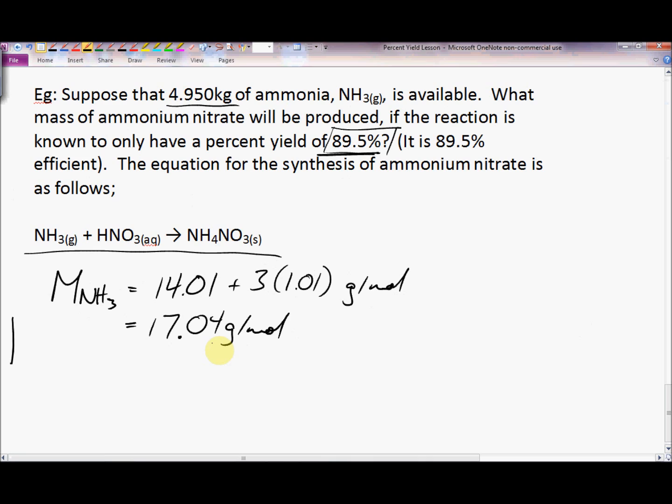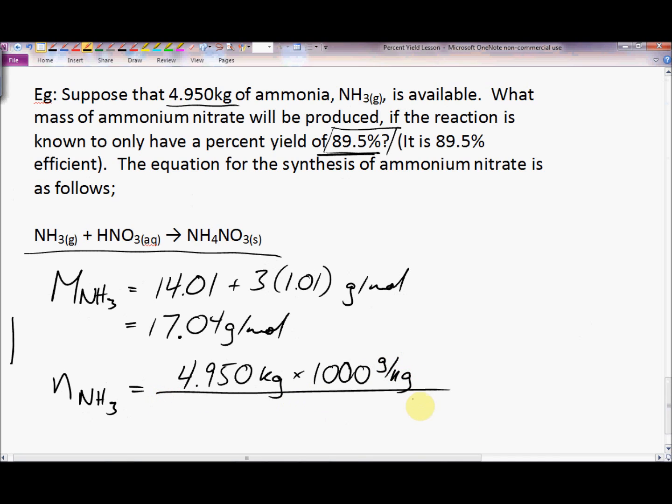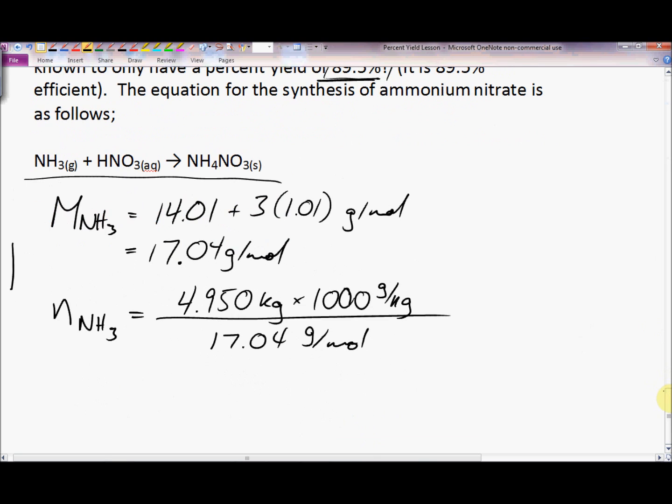So trying to find the number of moles that we have to start with, the number of moles of ammonia is going to be the mass of ammonia that we have divided by the molar mass, and then we can start plugging those moles into our equation. So we'll go 4.950 kilograms. Better convert it to grams, so we'll multiply that by 1,000 grams per kilogram. That gives us our mass, and we'll divide that by the 17.04 grams per mole. And that works out so that for ammonia you end up with 290.49 moles.